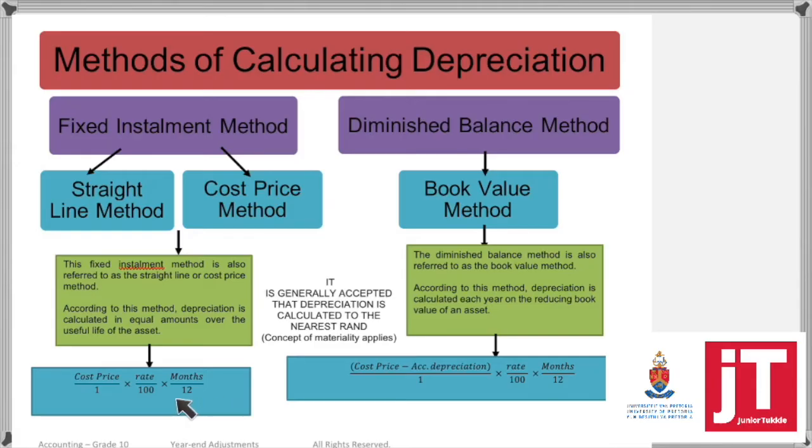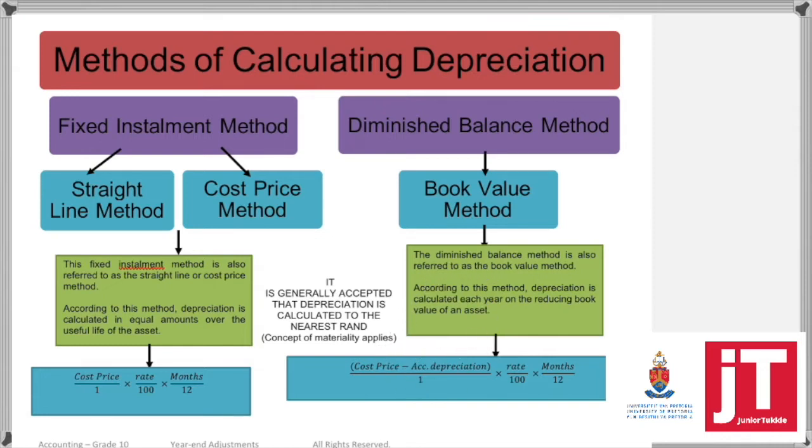The formula is very straightforward. It's cost price over 1 times rate over 100 times months over 12. It's very important to have the months over 12 here, because we can buy an asset at the beginning of the year, during the year, or on the last day of the year. It is important to always depreciate for the entire time that you own the asset. So if you only own it for part of the year, you can only calculate for part of the year.